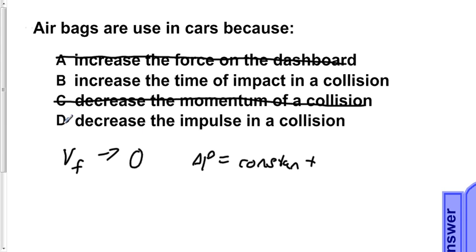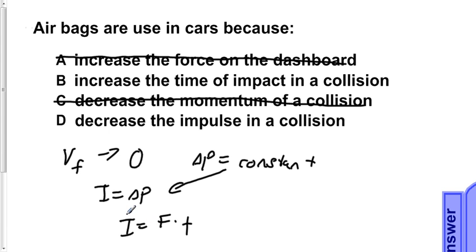D says decrease the impulse of a collision. In order to understand whether or not this is right, we need to actually know what impulse is. This will also help us determine whether or not B is the correct answer. This is why. Impulse is equal to the change in momentum, which we know is constant. But impulse is also equal to the force applied to the object times the time that it takes for this force to be applied. In other words, how long this force is applied to the object.